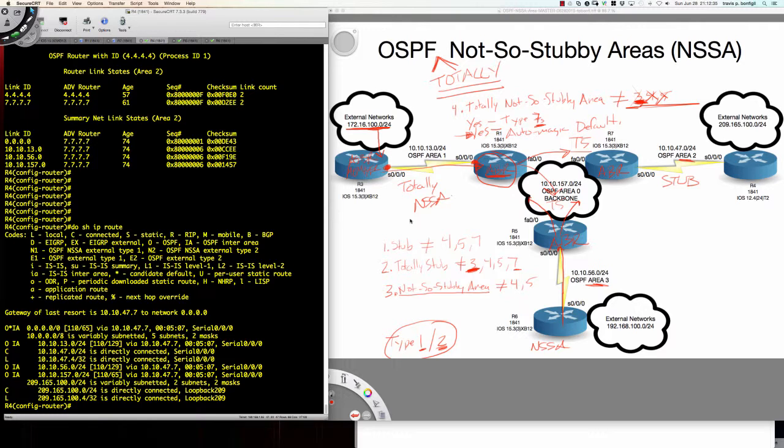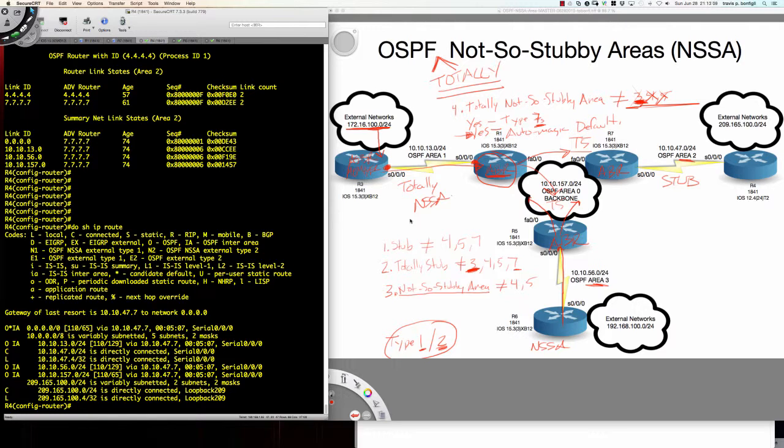So then we had the Totally stub, which still gives us that default route automagically. However, the Totally stub area says, not only can I also not see type 4, type 5, and type 7s, but I'm not going to allow type 3s into my area, right? So literally the Totally stub area is simply, all I want is a default route.